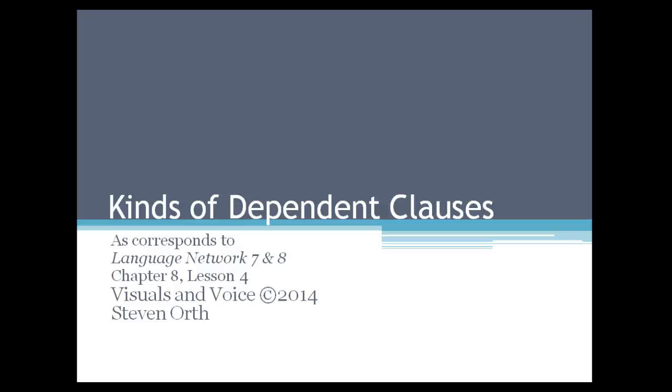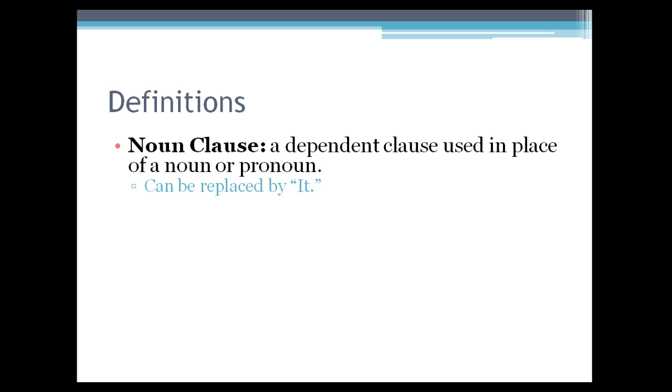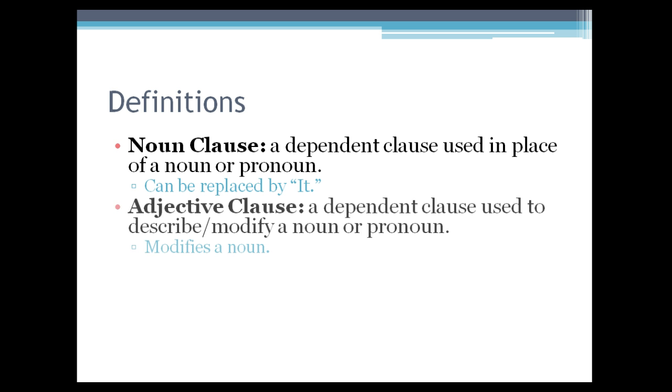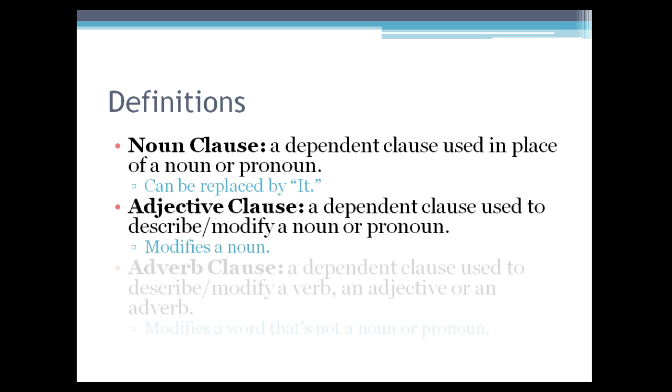Continuing in Mr. Orth's flipped classroom for grammar, looking at kinds of dependent clauses. A noun clause is a dependent clause used in place of a noun or pronoun. Like other things doing the job of nouns, they can be replaced by it. An adjective clause is a dependent clause used to describe or modify a noun or pronoun. Like other things doing the job of an adjective, it modifies a noun.